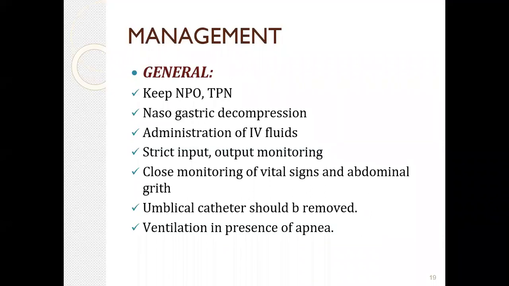And we will decompress the GIT by nasogastric decompression. We will also start the IV fluids. As I told you, the patient will be NPO, so needs some sort of fluids. There will be strict input-output monitoring, close monitoring of the vital signs and abdominal girth to see the extent of distension. If there is umbilical artery catheterization, we will remove that. And if the patient develops apnea, we will go for mechanical ventilation.